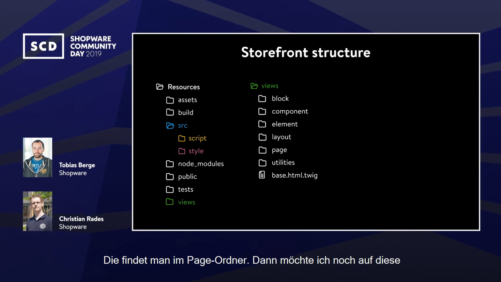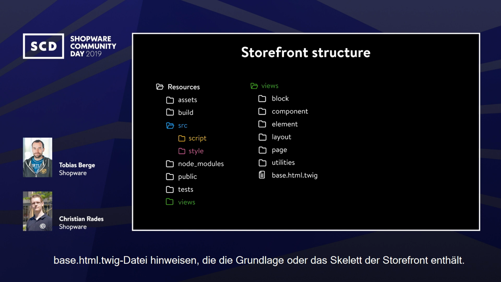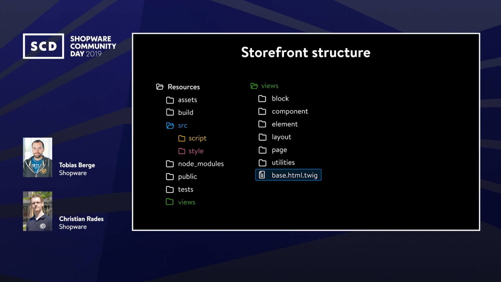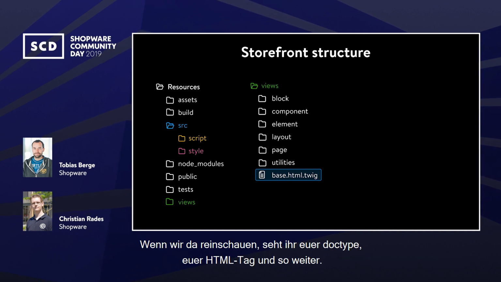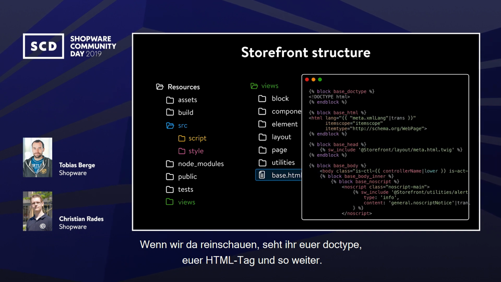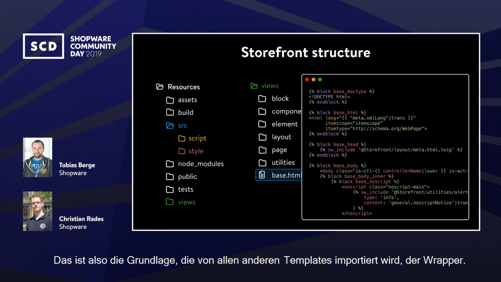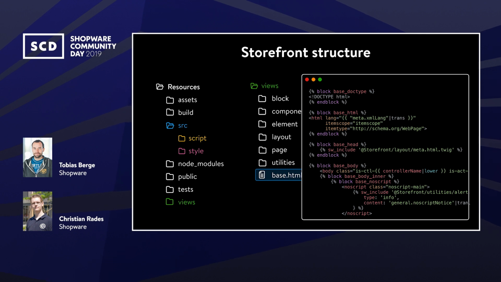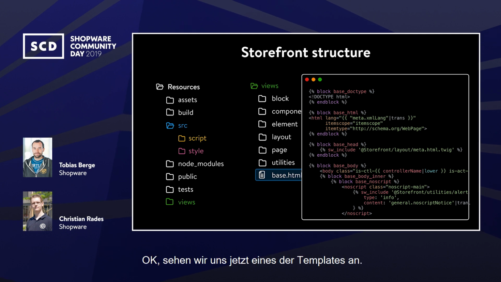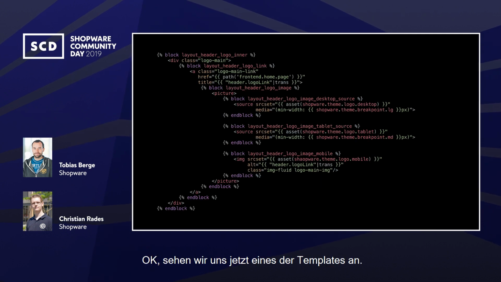And there's one more thing I want to point out, and this is this base.html.twig file. This contains the foundation or the skeleton of the storefront. If we have a look at this, you can see your doctype, your HTML tag, and things like this. So this is basically the foundation and pretty much gets imported by all other templates. So this is the wrapper. Okay, so let's have a look at one of the templates.